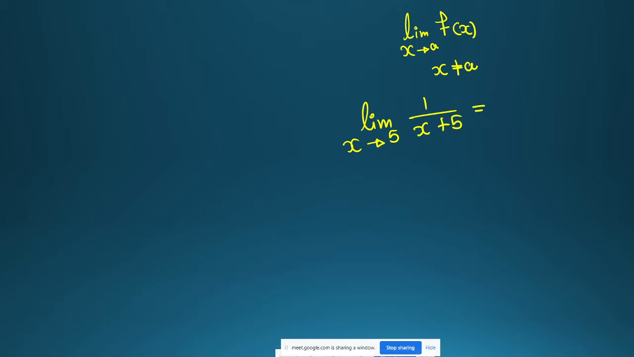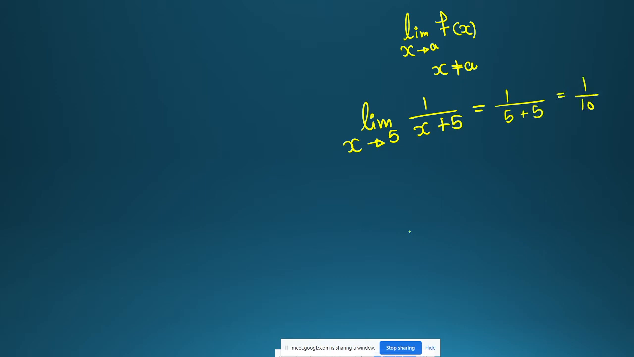What we check is whether the denominator is 0 at the limit point or not. Can you see if the denominator is 0 or not? Is it 0 at the denominator? No, it is not. So whenever the denominator is not 0, we just do one thing. We just substitute the value. So it is 1 divided by x replaced by 5, plus 5. So the answer is going to be 1 by 10.